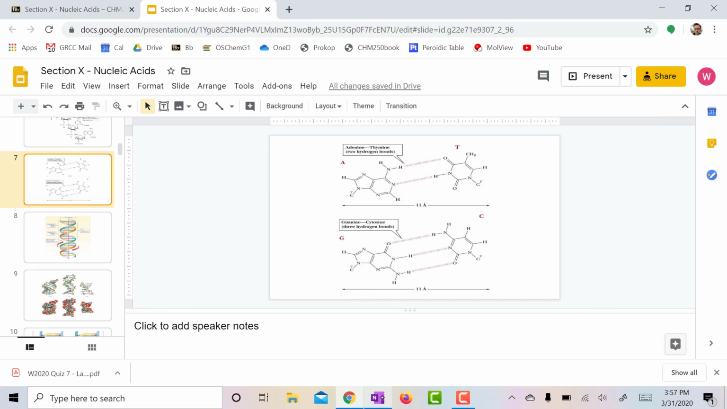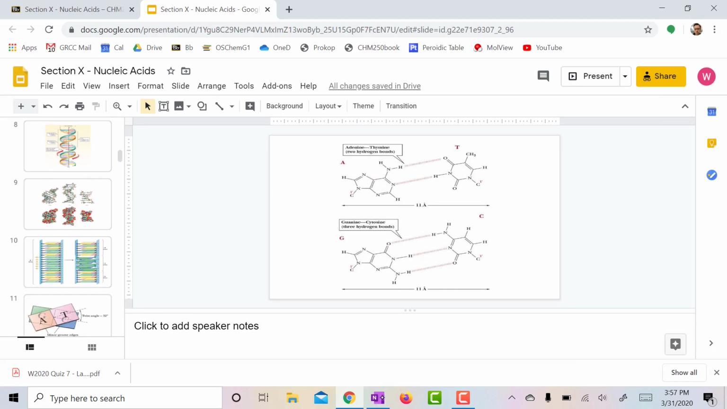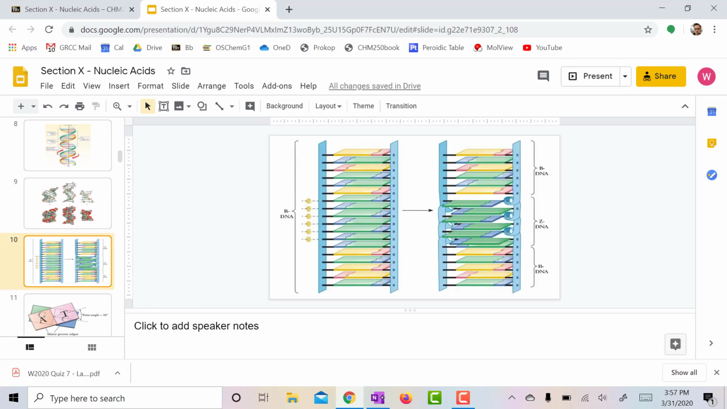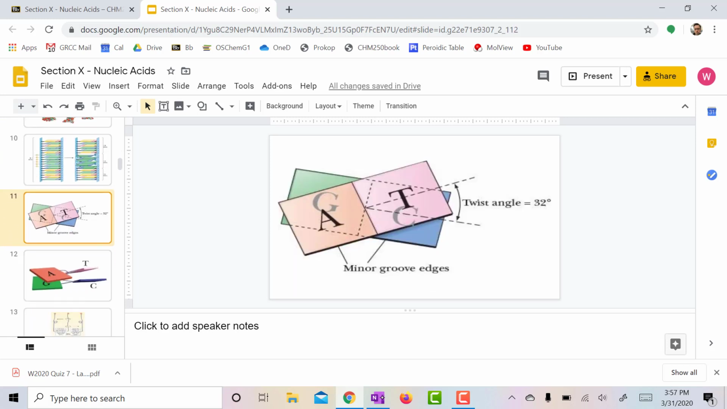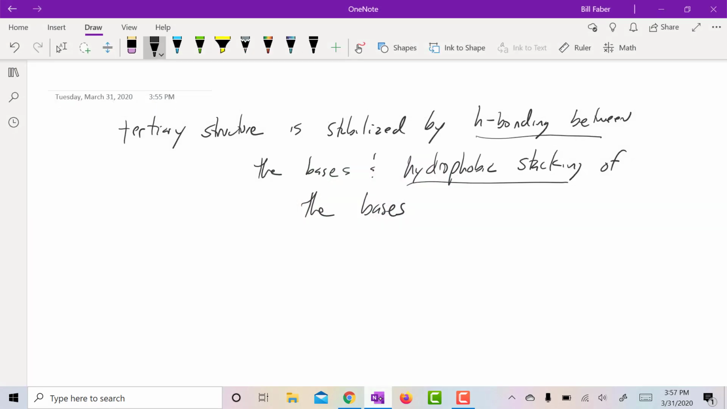And your book has cartoon images of this. Like here are the bases stacked, and you can see there's little cartoons of them structurally. But those are important just to understand that those two are like that.